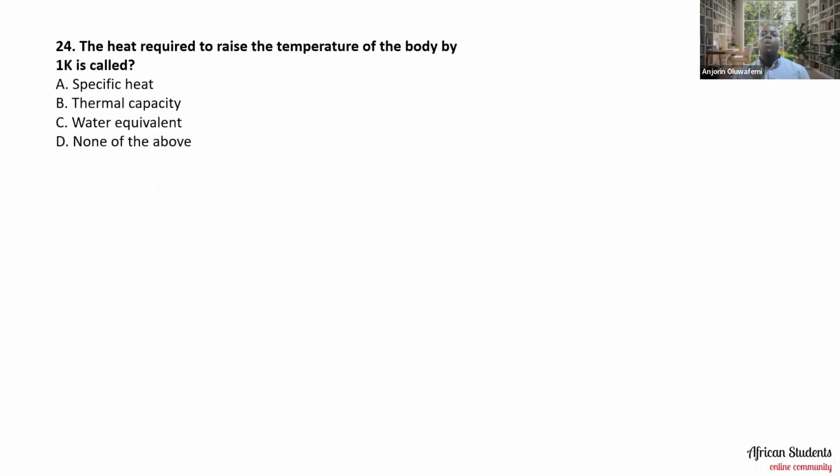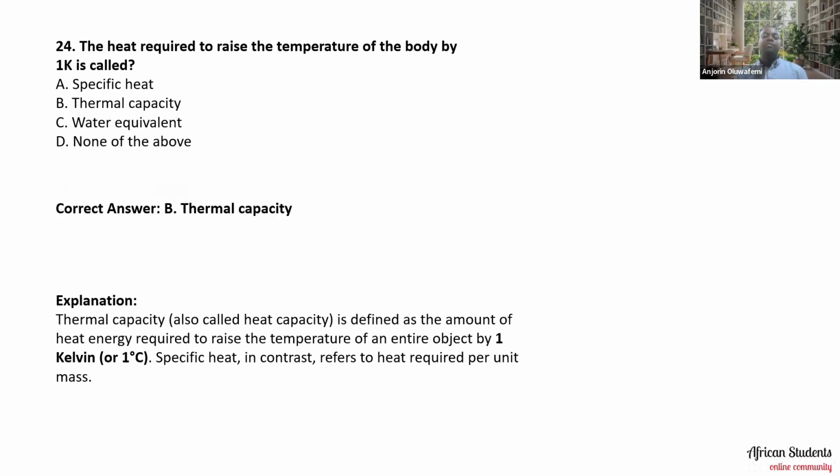The heat required to raise the temperature of a body by 1 Kelvin is called, is it specific heat, thermal capacity, water equivalent, or none of the above? The answer is thermal capacity. Thermal capacity, also called heat capacity, is defined as the amount of heat energy required to raise the temperature of an entire object by 1 Kelvin or 1 degree Celsius. Specific heat, in contrast, refers to heat required per unit mass. So that's the difference. Let's take note.